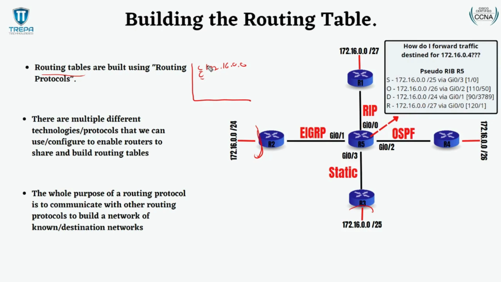So there are so many different routing protocols that we can use. Static, EIGRP, RIP, OSPF are just the ones on the screen here, but that's just a drop on the surface, right? So routing protocols help us build this routing table, and the whole purpose of them, any routing protocol, is to communicate with other routing protocols to build a network of known destination networks. Whew, that's a mouthful, right? So let's think about it. The whole purpose of EIGRP, RIP, static, or OSPF is to talk to other routing protocol enabled routers to build an entire topology of known networks and subnets. And when we build that, we're able to have full reachability and connectivity between all of our local area networks. We become interconnected. So we have a question here that we're going to answer later. How does R5 forward traffic to this IP address when it knows 4 different ways to get there? And we're going to answer that later.